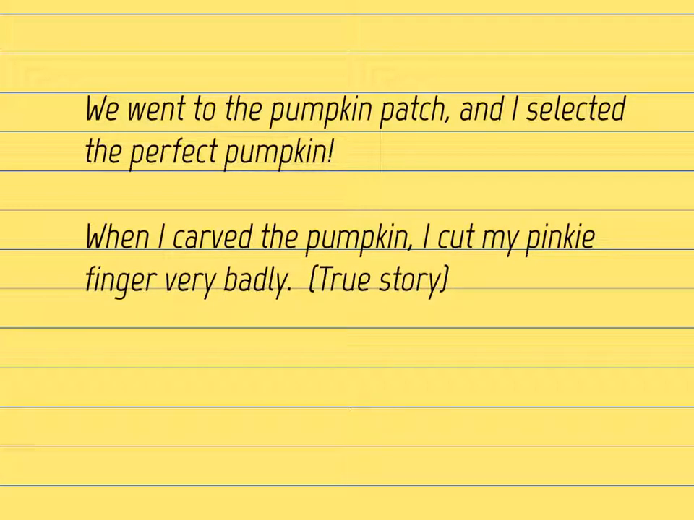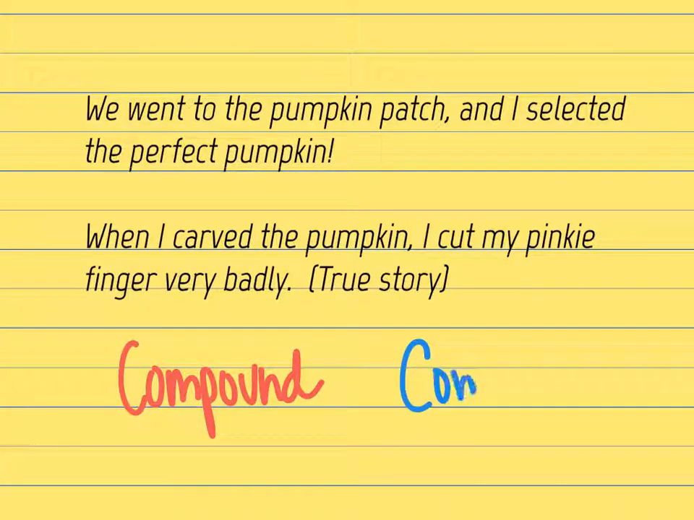So here we have two examples. One is a complex sentence, which is made up of an independent and a dependent clause, and one is a compound sentence, which is made up of two independent clauses joined with a comma and a coordinating conjunction. So which is which? Which one is compound? And which one is complex? We went to the pumpkin patch and I selected the perfect pumpkin.